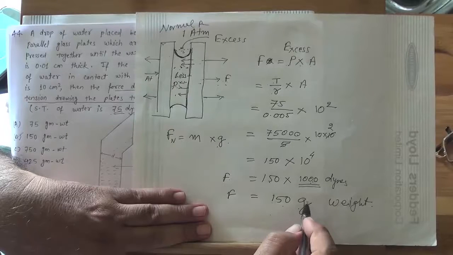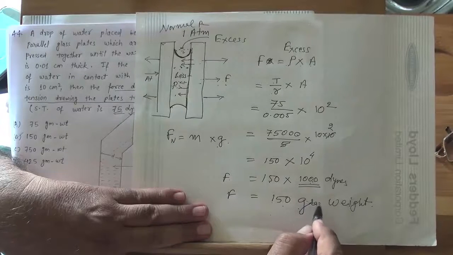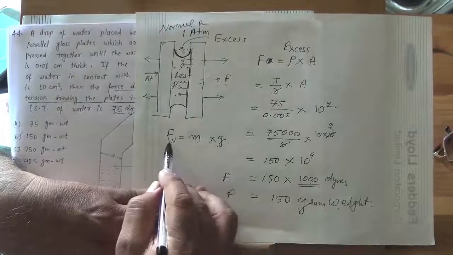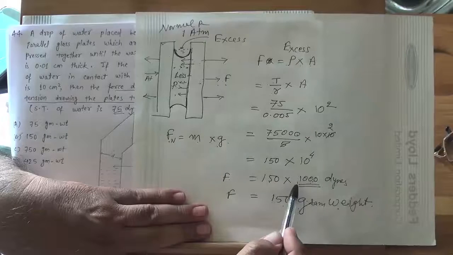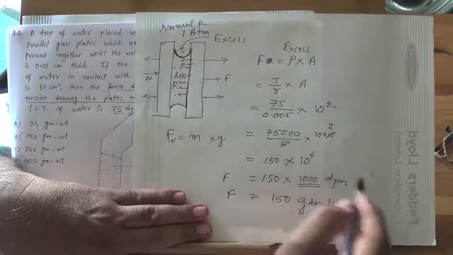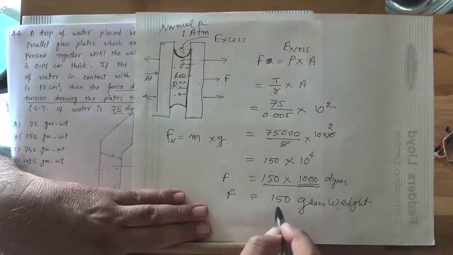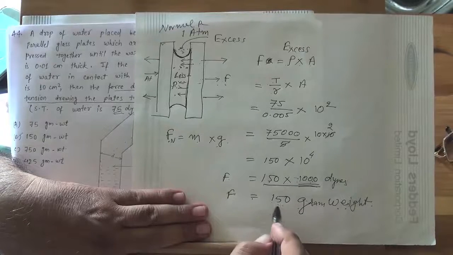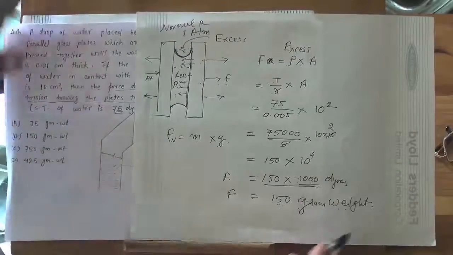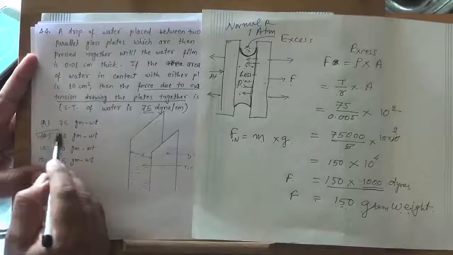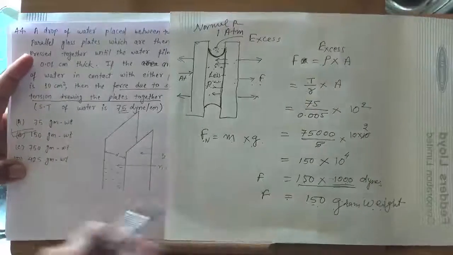What is this? g stands for gram. And what is the weight unit? The weight unit is mg. So m into g is equal to force. We can write it as so many dynes or so many gram weight. These are convertible to each other. So our answer is 150 gram weight, and here is 150 gram weight. This is the right option, 150 gram weight. Okay, see this.